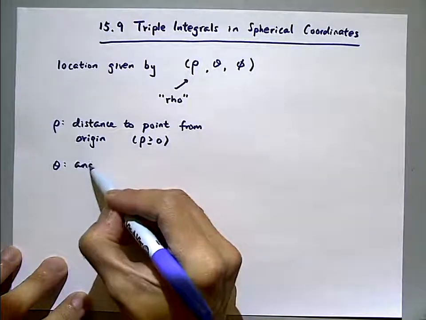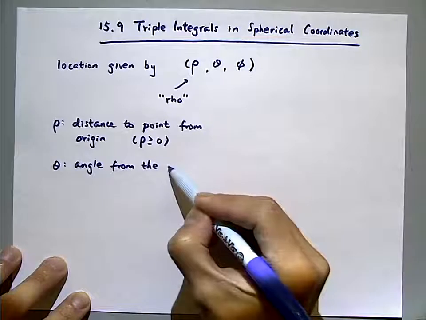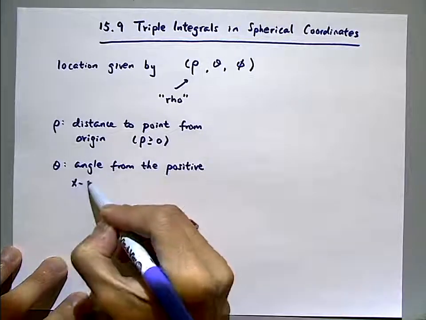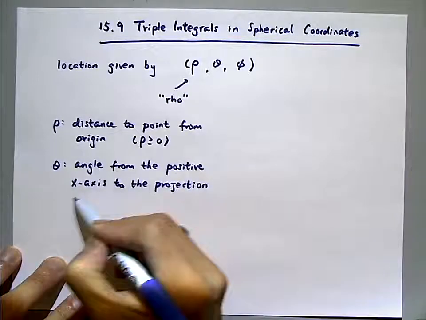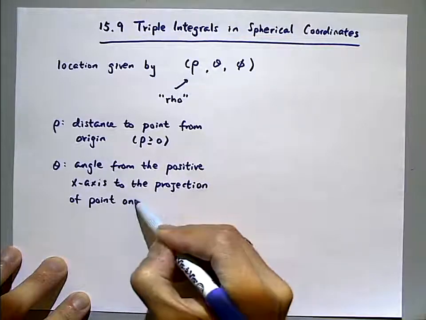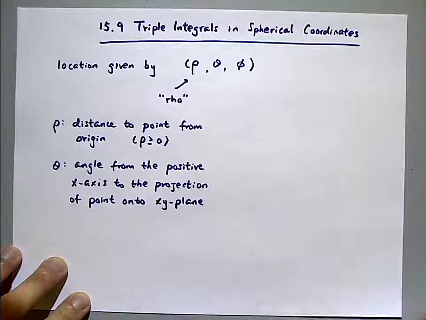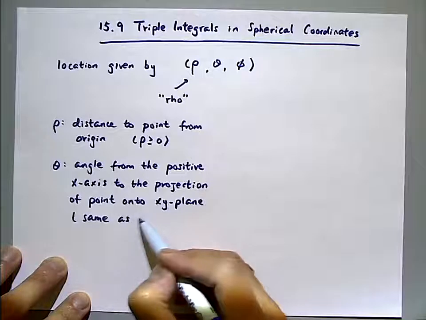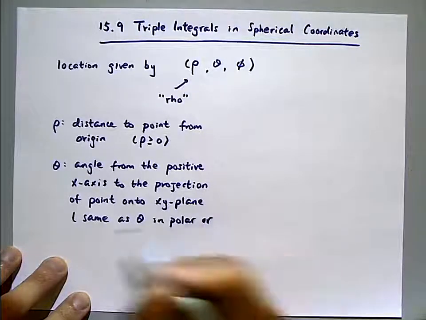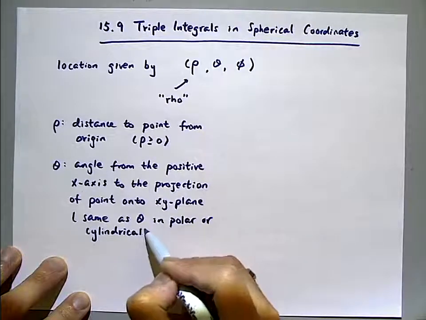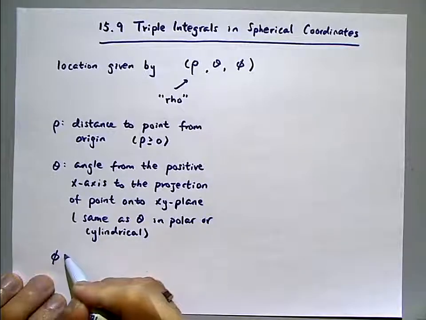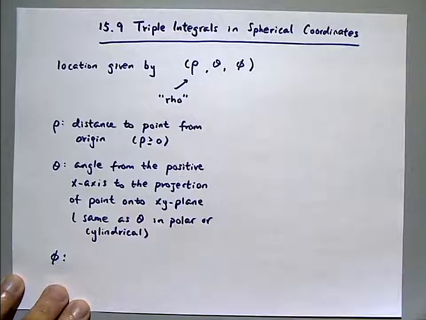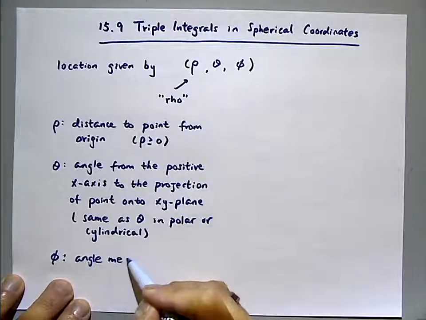Theta is the angle from the positive x-axis to the projection of the point onto the xy plane. And this is the same as the theta in polar or cylindrical. Right? It's the same theta we've seen in these two other coordinates. The last one, Greek letter phi, this is the angle measured from the positive z-axis down to the xy plane. I'll draw a picture in a little bit.